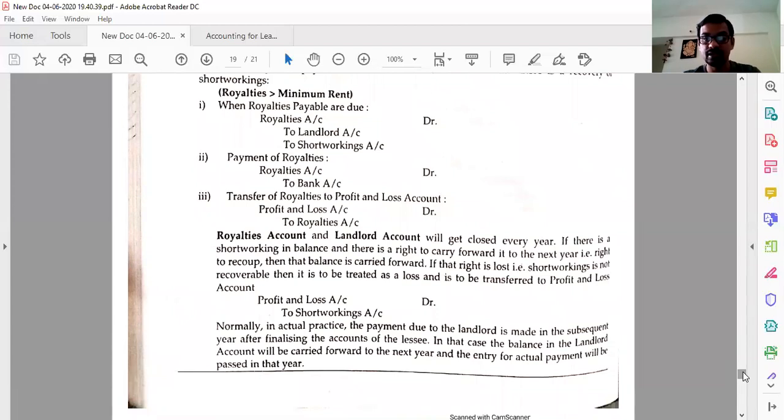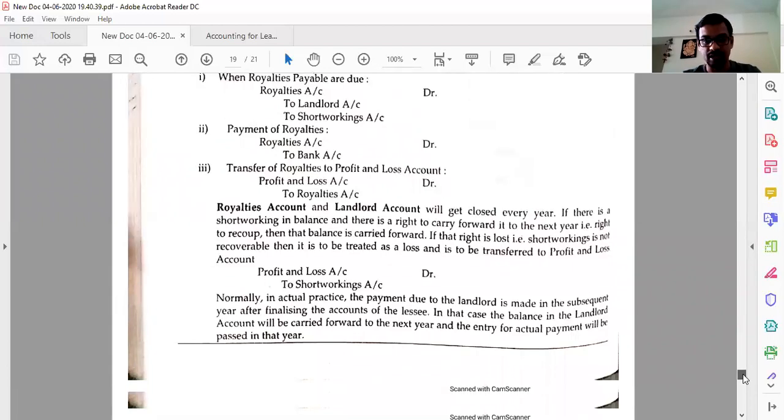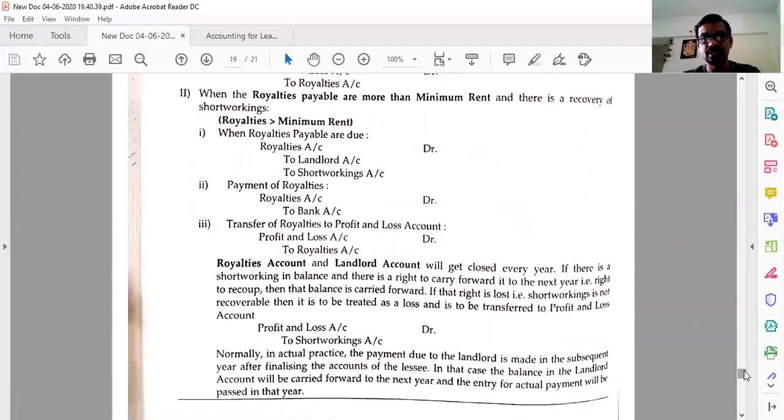And the fourth entry is recorded if any short workings are written off. When are short workings written off? When the recovery period has lapsed, meaning lapse of recoupment of short workings. At that time, such an entry is recorded, and that amount should be transferred to the profit and loss account, and it is called written off short workings. The entry is profit and loss account debit to short working. Understood this? So in this way, this is the theoretical aspect regarding the accounting for leases.